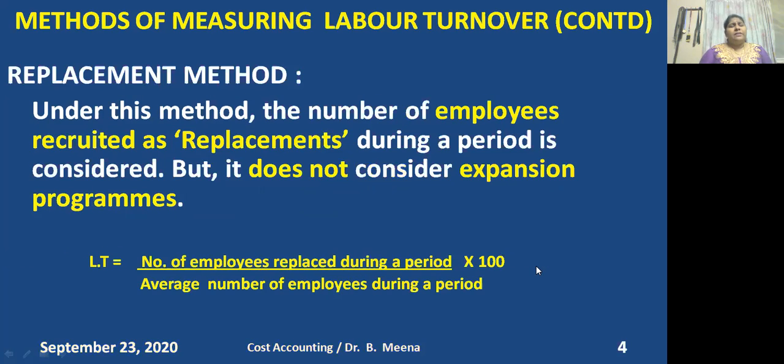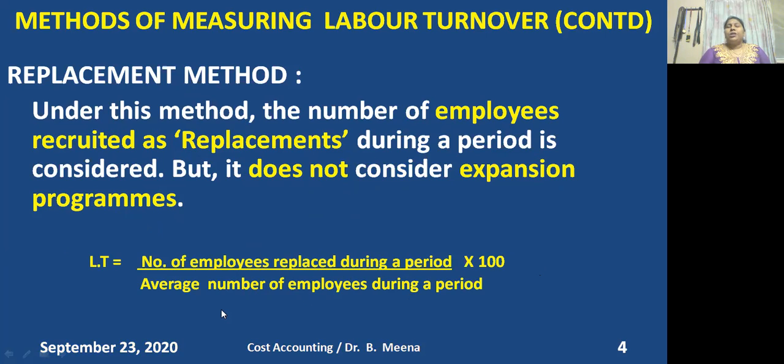Then another method is available, the replacement method. Under this method, we consider only the number of employees recruited as replacements during a period, but it does not consider expansion programs. So what could be the formula to calculate the labor turnover? The number of employees replaced alone, you need to consider as the numerator, and the denominator as usual, the average number of employees.